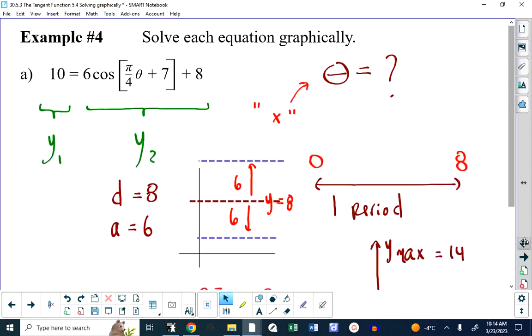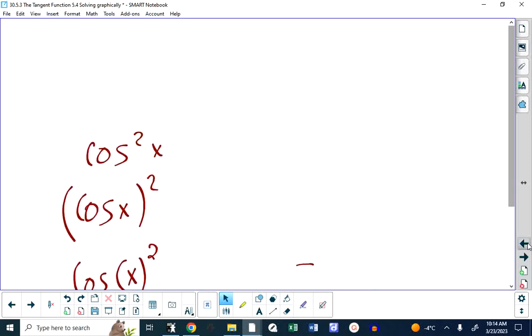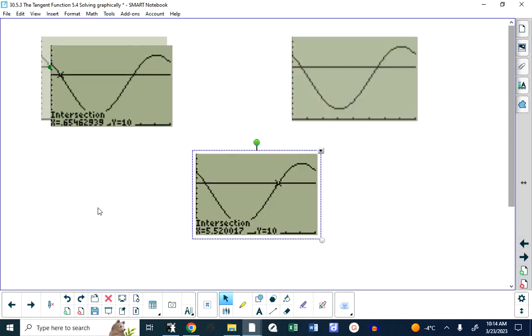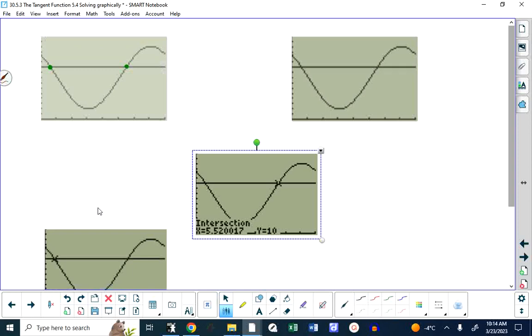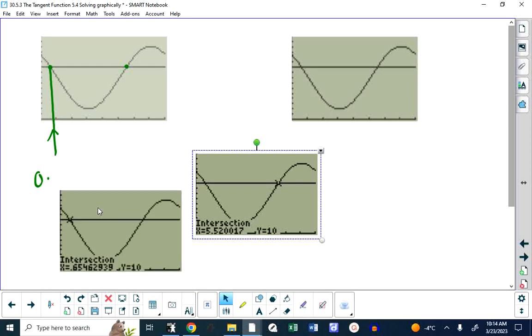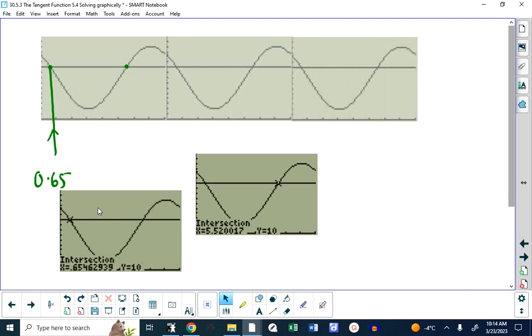Okay. What are we asked here? We're asked to solve this graphically. So if it said in one period, then you would put these two numbers. But because it says solve it graphically, we want a general solution. And I would like you to understand that if this is 0.65, and this graph repeats every 8, this point will be 8 plus 0.65. This point will be adding another 8 to it.